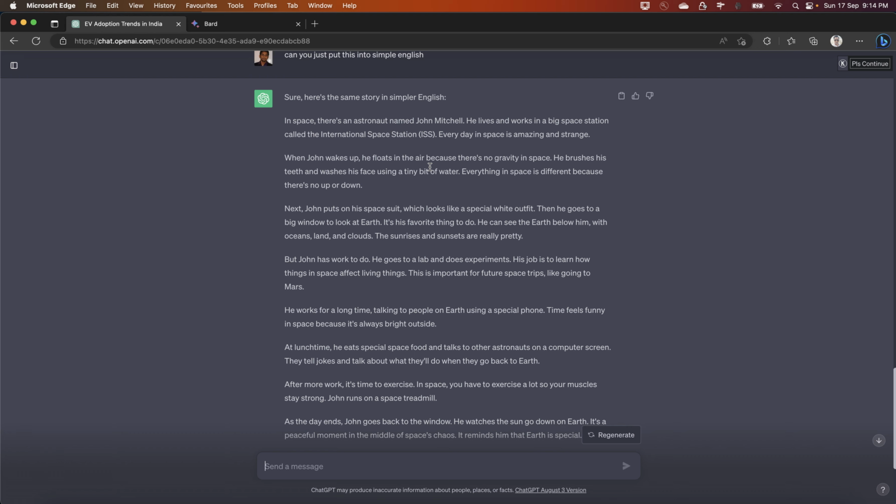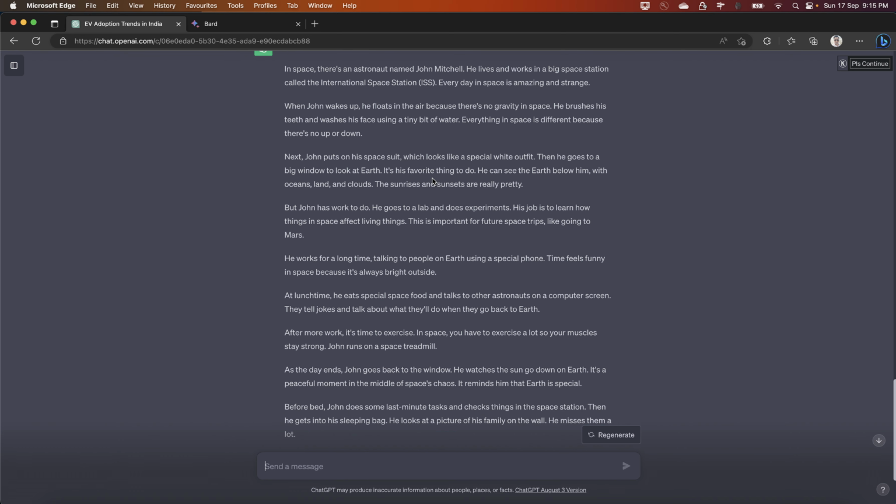In space, there's an astronaut named John Mitchell. He lives in a very big space station called the International Space Station. It looks like a pretty simple thing which it has done, and nicely done. When John wakes up, he floats in the air, because there is no gravity in space. It looks like it's written for a school kid who's reading this, so you can understand it at a fifth or sixth grade level.